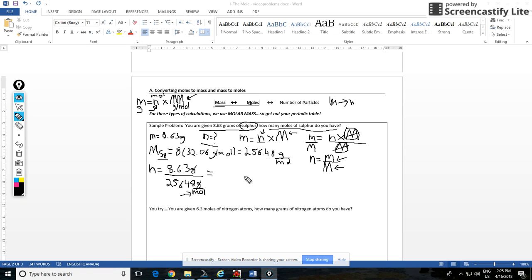So now you can do 8.63 divided by 256.48, and that gives you 0.0336 moles of sulfur. So when you're given mass and molar mass, you can find moles. If you were given moles and molar mass, you could find mass. Let's take a look at the next question.